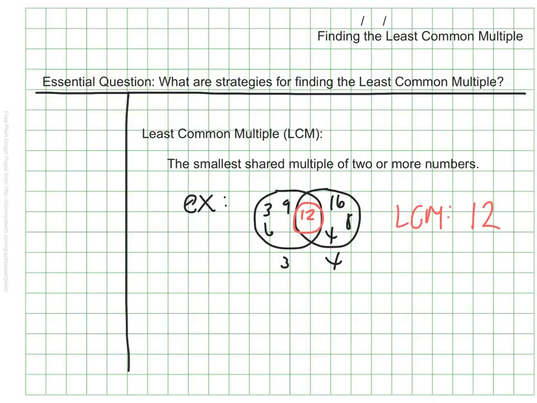There are 3 different situations and strategies for finding least common multiples. We're going to look at each separately, and then you'll have a chance towards the end to apply the strategies.